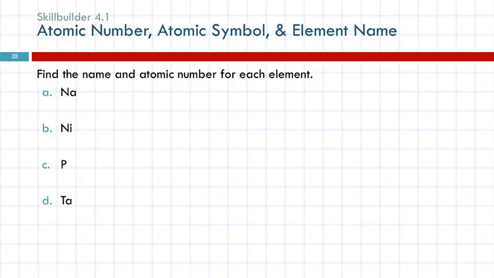So Na. Anybody know what Na is? Sodium. So what's the atomic number for sodium? Periodic table's not very convenient for me. So we find it on here. It's up there in the upper left corner. It's 11. So the atomic number is 11 for sodium.